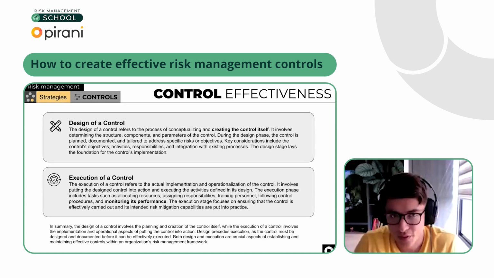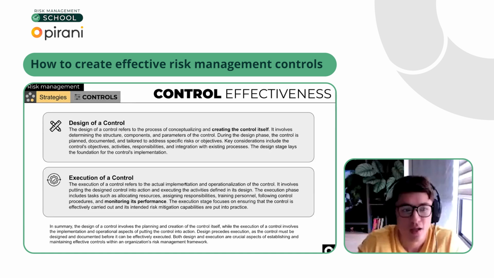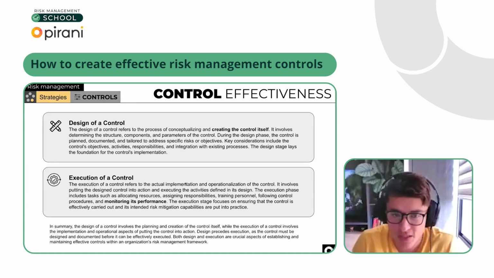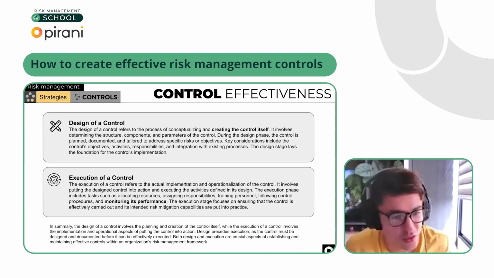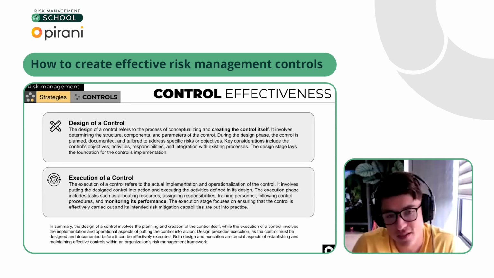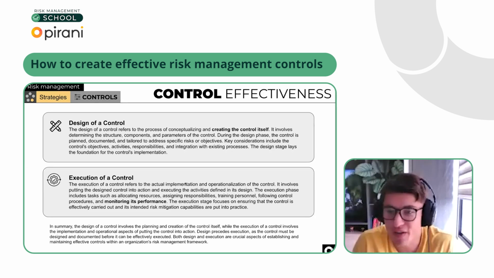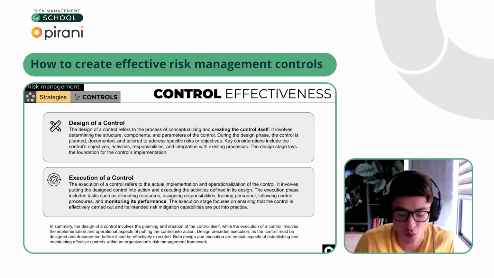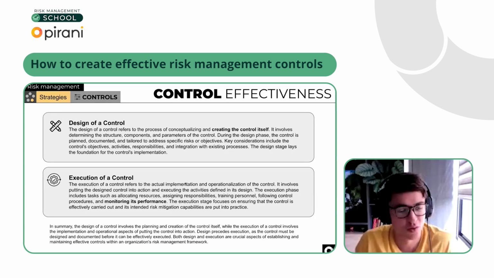So there's another important aspect of the control, that is the execution of the control. When you design it and run the control, the execution of the control refers to the actual implementation and operationalization of the control. It involves putting the designed control into action and executing the activities defined in the design. It's about monitoring the performance of the control. There is no perfect design of anything. You want to put effort and good intention into the design of the controls. With experience, you're going to create better controls over time, but the execution is crucial, and so is monitoring what's happening with the control.